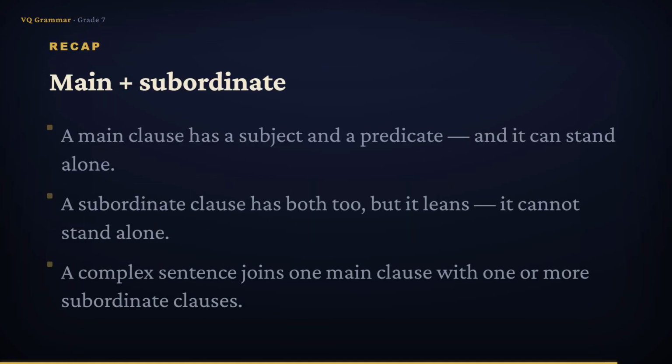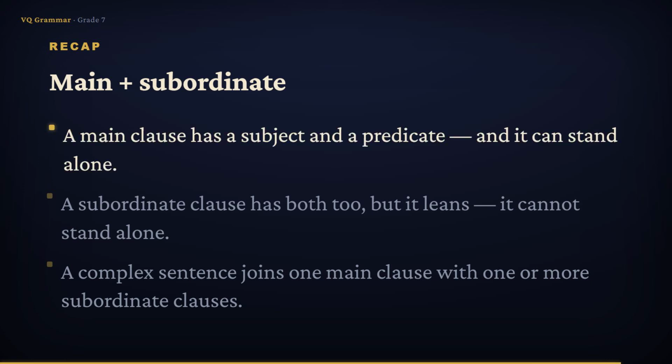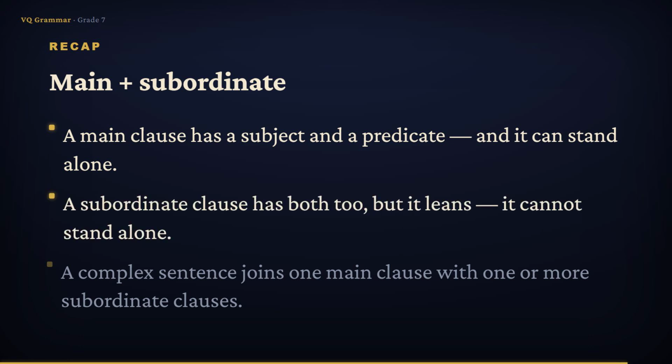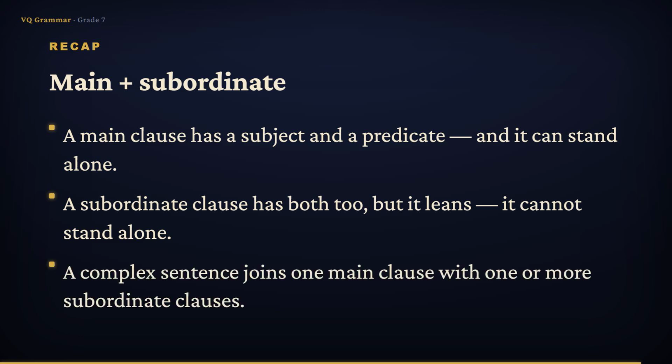Let's gather up what we learned. A main clause has a subject and a predicate, and it can stand alone as a complete sentence. A subordinate clause has a subject and a predicate too, but a word like when, because, or that makes it lean, so it cannot stand alone. Join one main clause with one or more subordinate clauses, and you get a complex sentence. And remember, a subordinate clause is versatile. It can act as an adjective, an adverb, or a noun, all inside a single sentence. Use the standalone test whenever you're unsure.